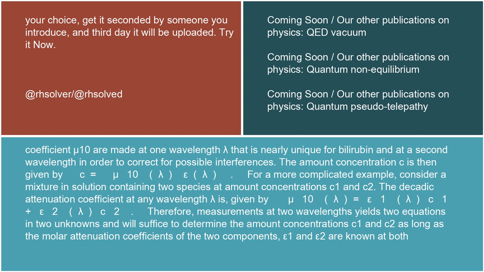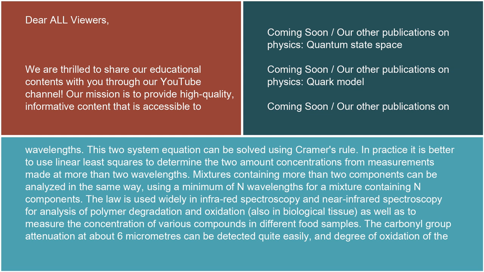For a more complicated example, consider a mixture in solution containing two species at amount concentrations C1 and C2. The decadic attenuation coefficient at any wavelength lambda is given by mu10(lambda) equals epsilon1(lambda) C1 plus epsilon2(lambda) C2. Therefore, measurements at two wavelengths yield two equations and two unknowns and will suffice to determine the amount concentrations C1 and C2, as long as the molar attenuation coefficients of the two components, epsilon1 and epsilon2, are known at both wavelengths. This two-equation system can be solved using Cramer's rule.